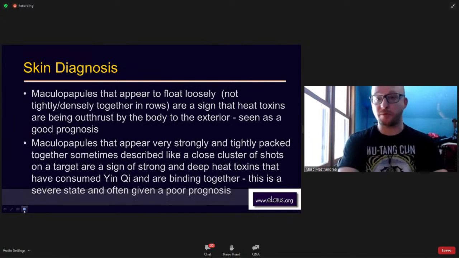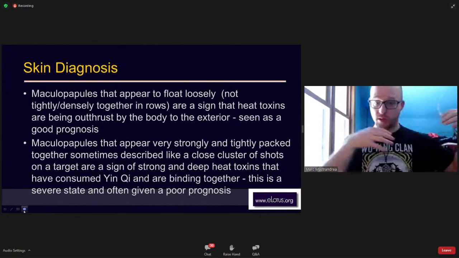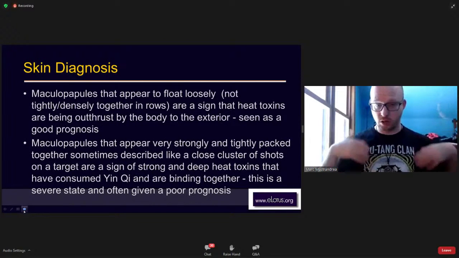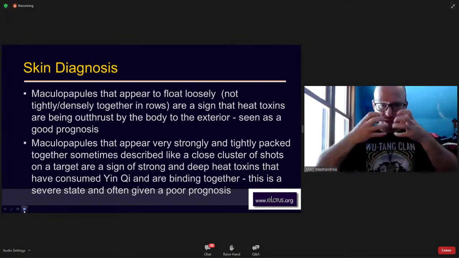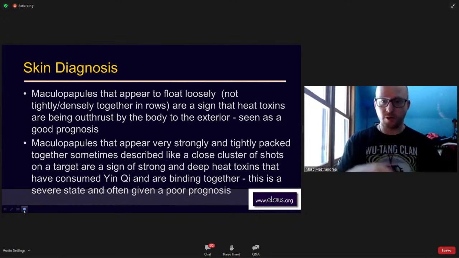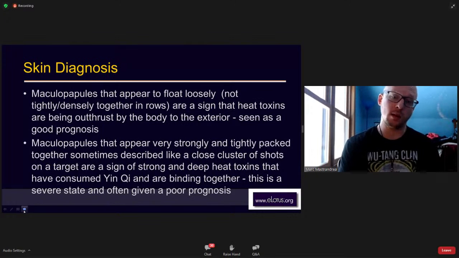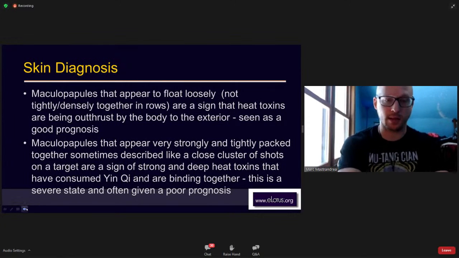Papules that appear to float, right? They're kind of like islands. You have a little bit here, a little bit here, and a little bit here. This is a good sign, right? But if they're two together, bound tightly, like trying to push out and push into each other's area, this is a sign that you have heat toxins, deep heat toxins forming, consuming Yin. So you want to assist the body and clear these heat toxins out, and then nourish Yin in a case like this.